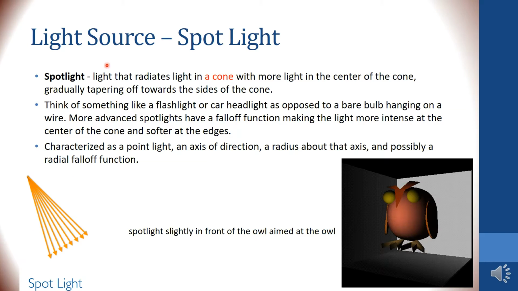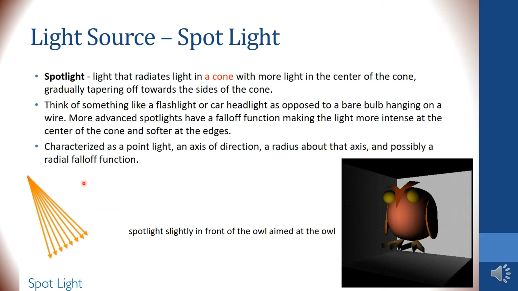How about the spotlight? A spotlight is a light that radiates light in a cone, with more light in the center of the cone and gradually tapering off toward the sides of the cone. Think of something like a flashlight or a car headlight, as opposed to a bare bulb hanging on a wire. More advanced spotlights have a fall-off function, making the light more intense at the center of the cone and softer at the edges. A spotlight is characterized by a point light, an axis of direction, a radius about that axis, and possibly a radial fall-off function.